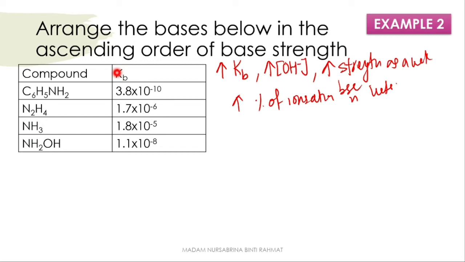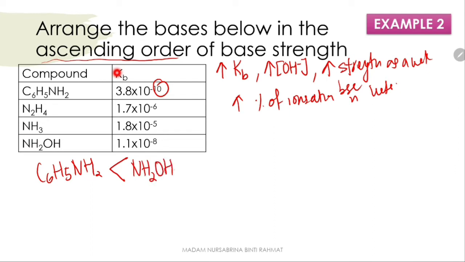Again, it asks you to arrange in ascending order. Okay, so let's look. The smallest Kb value is the one with the highest negative power. So negative 10 is the smallest Kb. So C6H5NH2 is the smallest. Then after negative 10, it means negative 8, which is NH2OH.